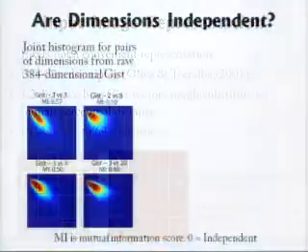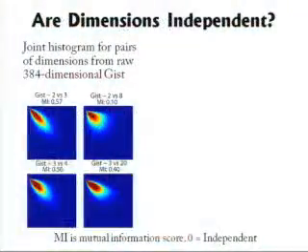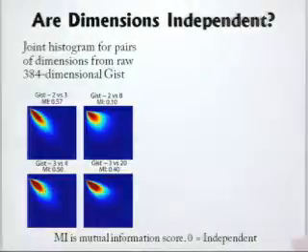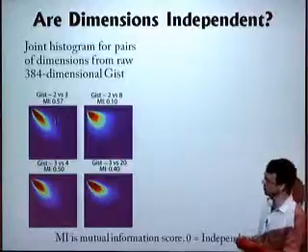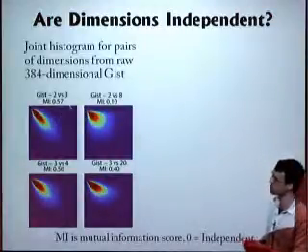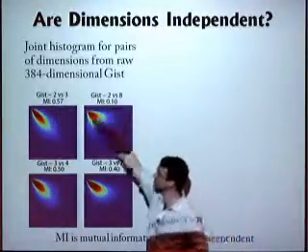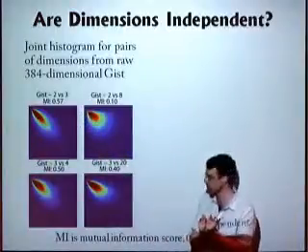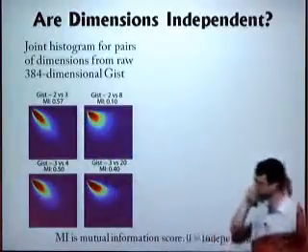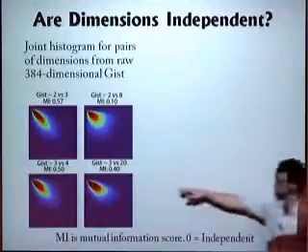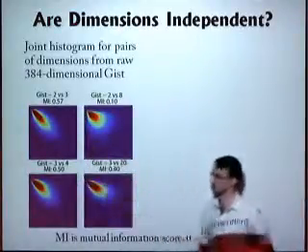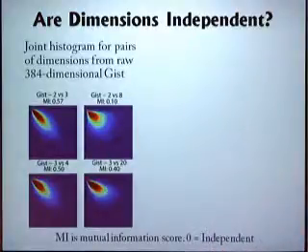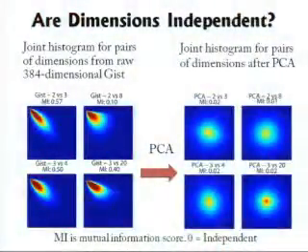Now, one obvious question is how independent are these dimensions? If we take the original gist descriptor that was in 384 dimensions, we can form histograms of pairs of dimensions and look at the mutual information between them to get a feel for how tightly coupled all the different dimensions are. You can see that there are very significant dependencies going on here in the original gist descriptors. After we do PCA on this, it doesn't do too badly. It does a pretty good job, in fact, of removing these dependencies.